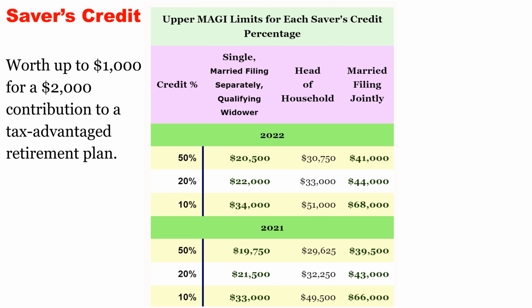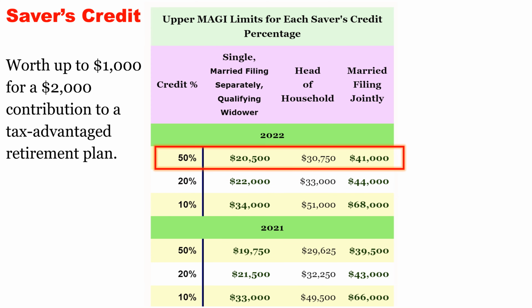The AGI limits for the Savers credit, which can be worth up to $1,000, determine the credit percentage, which can be 10%, 20%, or 50%, and varies with filing status.